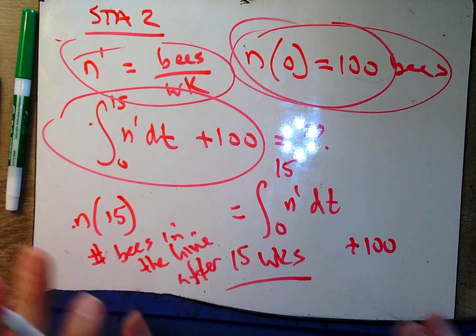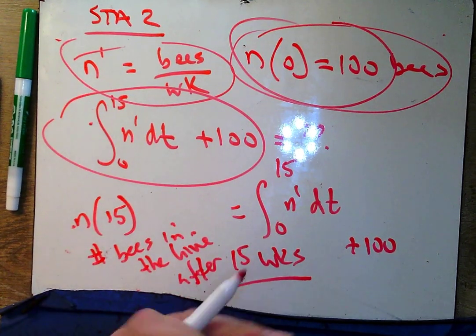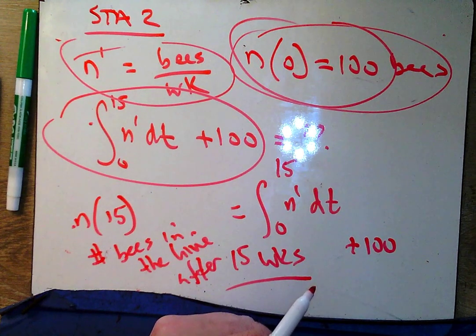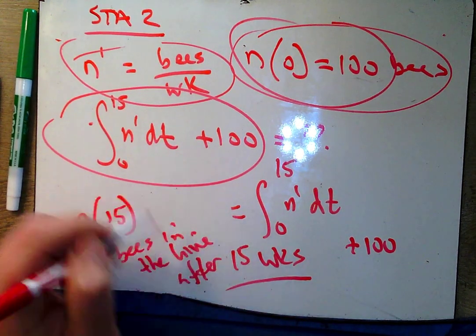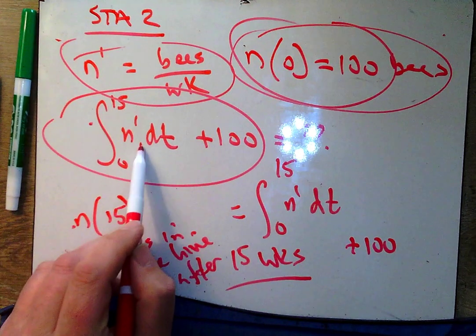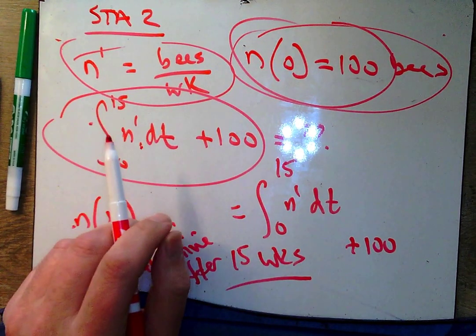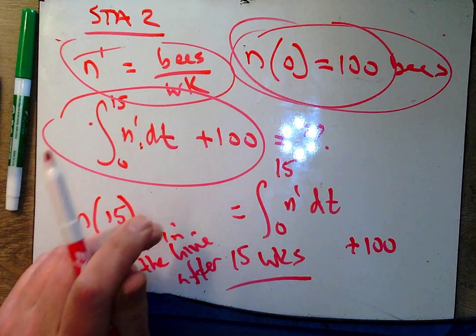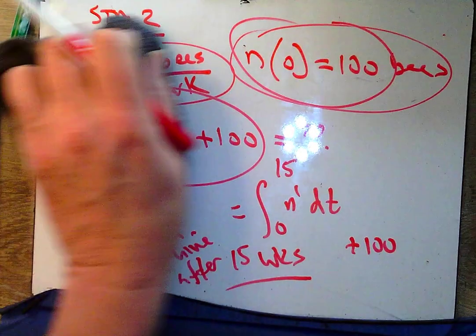Yeah, and we can't actually find a value for that because there's no function, there's no way to figure out what n prime is here. We're not provided with the integral of n prime, so yeah, that's as far as I can go.